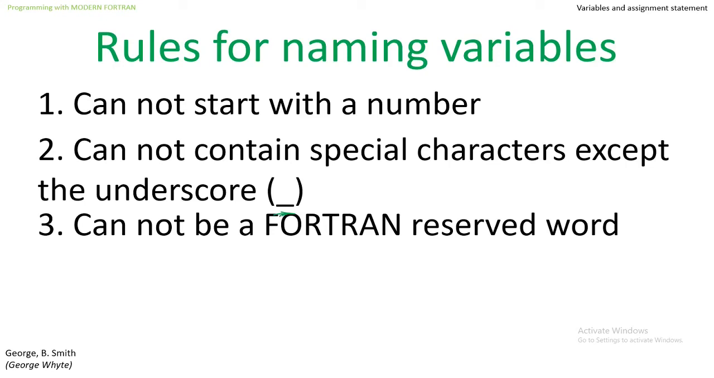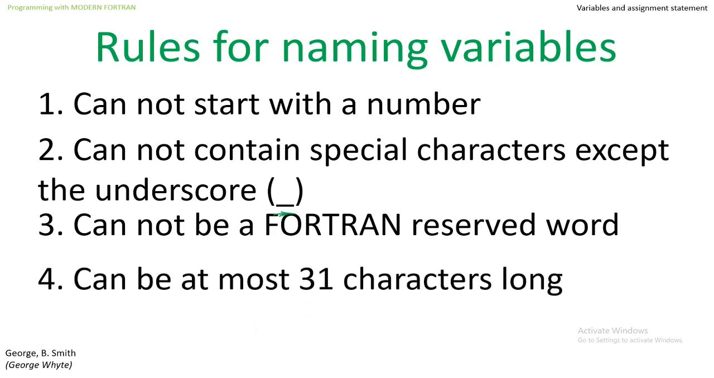Now, one other thing you have to notice is that variable names are also generally called identifiers. Variable names are not the only identifiers we have. We have other kinds of identifiers, but variable names are the most common identifiers you see in every programming language. Okay, so that's it for that one.